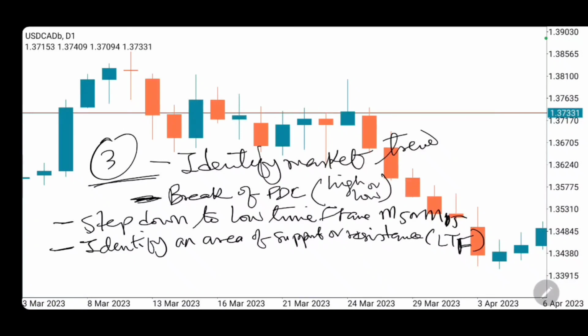So you want to identify an area of support or resistance on a lower time frame, because once this previous day candle high or low is taken out, is broken, it's usually a resistance level on a lower time frame or a support level on a lower time frame that has been broken. So you have to step down to a lower time frame to identify such a level. When you identify such a level and the breakout has happened, you wait for a retest of the breakout level.